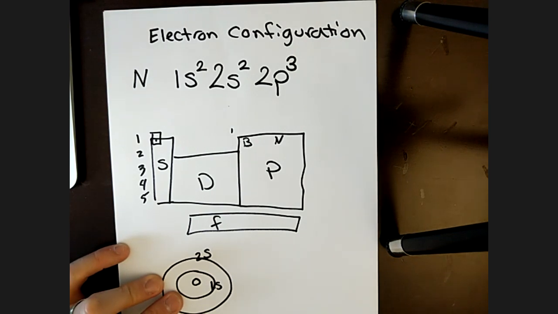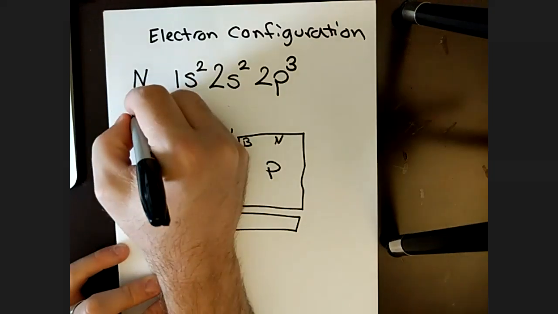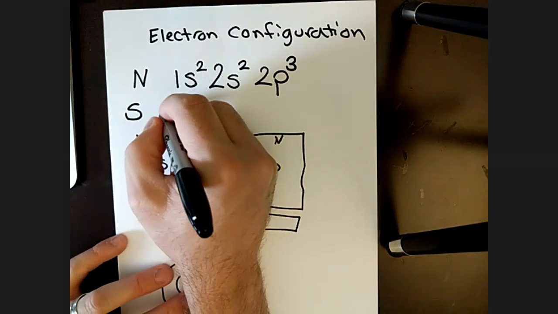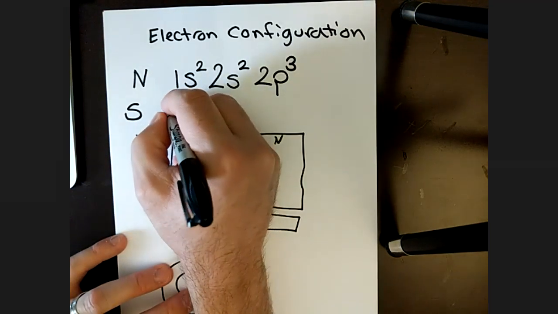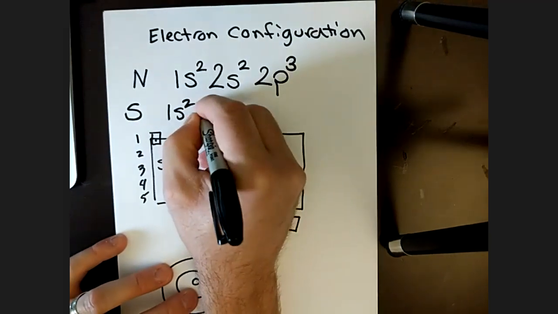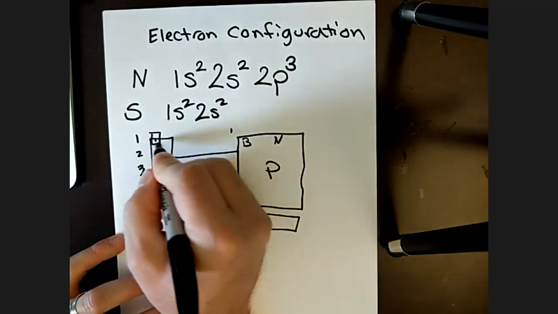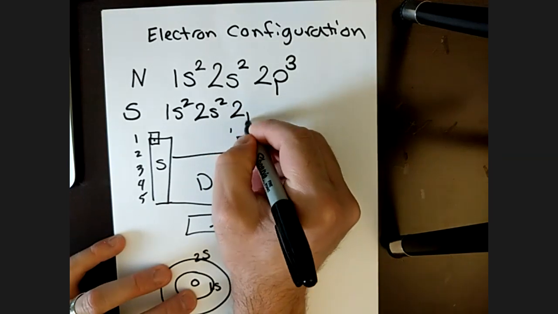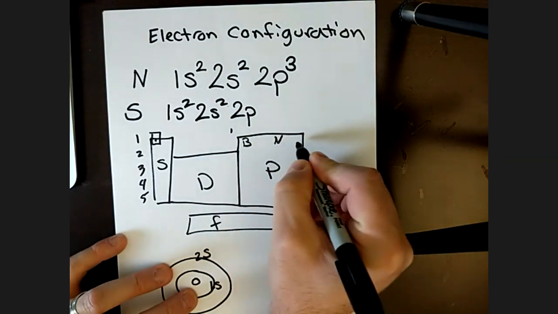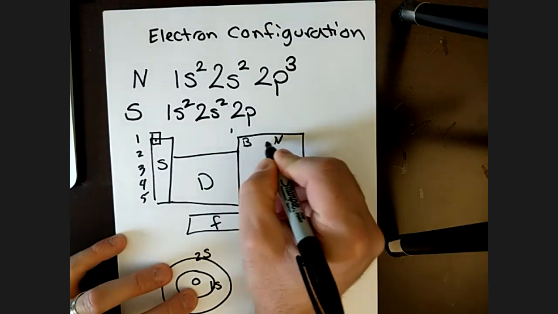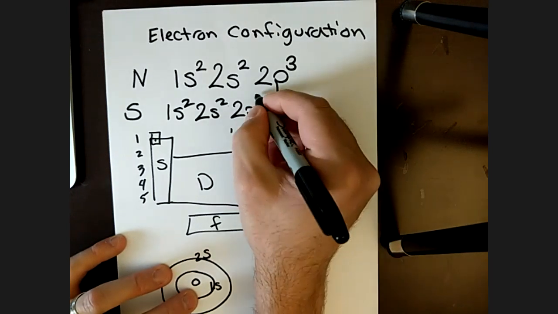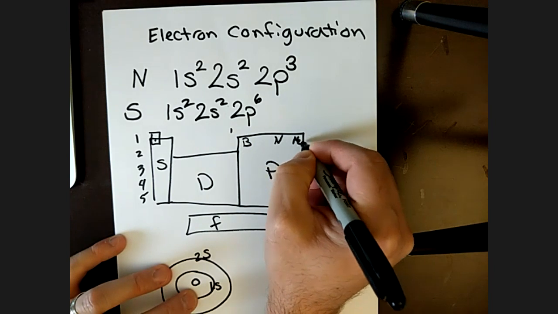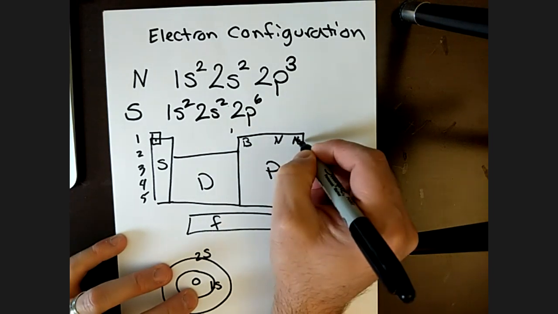Let's take another one real quick. Let's look at sulfur. It's the same process. We start again at hydrogen, so 1s2, 2s2. That takes care of my hydrogen, helium, lithium, beryllium. Over here to my boron, 2p. But sulfur's past this, so there are 6 total p electrons. So boron over here to neon, there are 6 electrons in the p orbital.